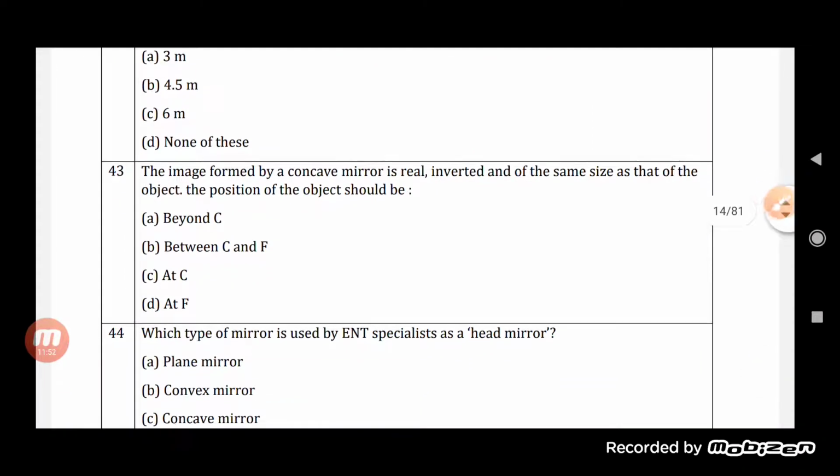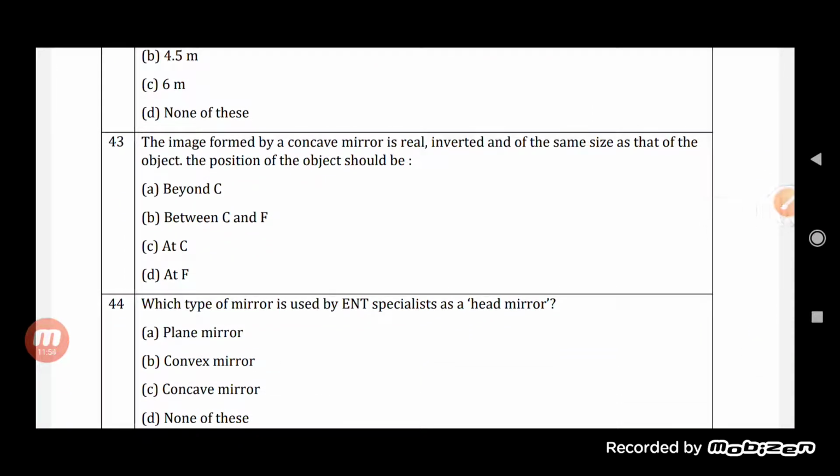Okay, now see here the next question. Question is that the image formed by a concave mirror is real, inverted and of the same size as that of the object. The position of the object should be. Now see here, image is formed in a concave mirror and that image is real, it is inverted and that image is of the same size. So what will be the position of the object?